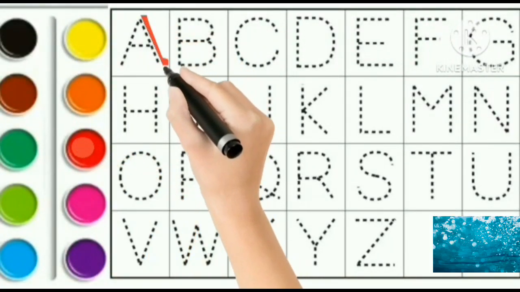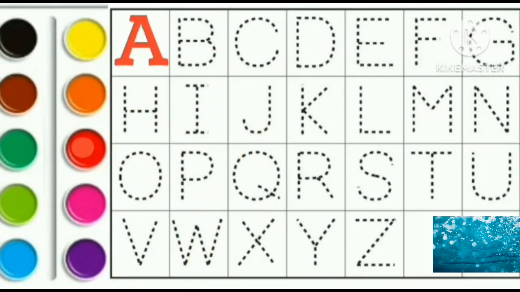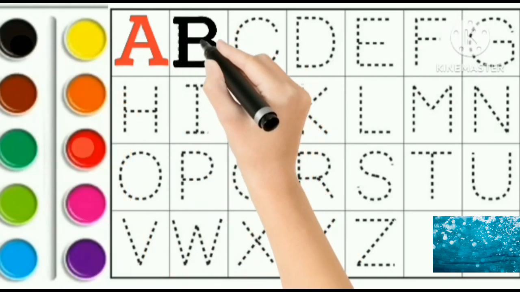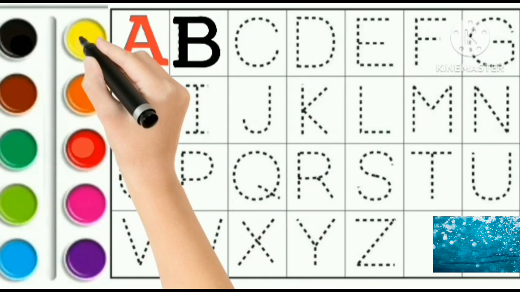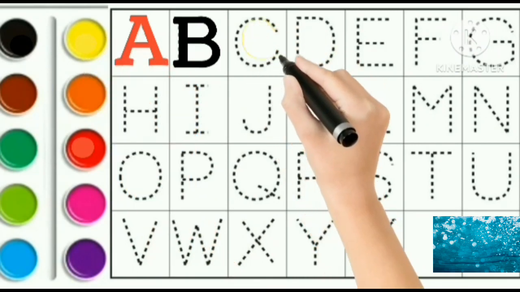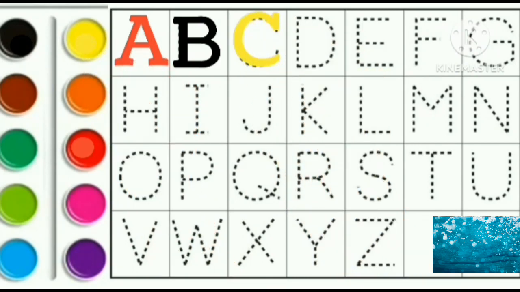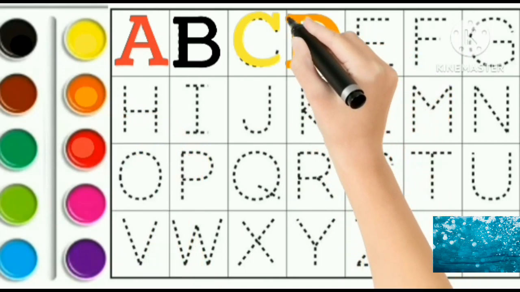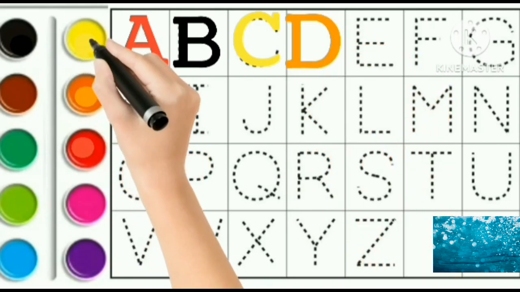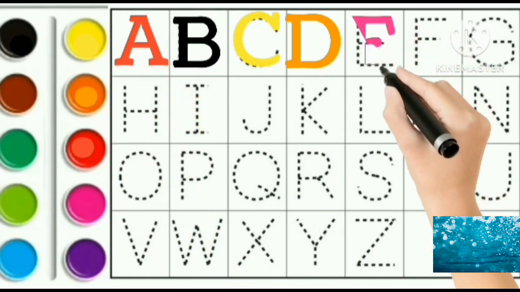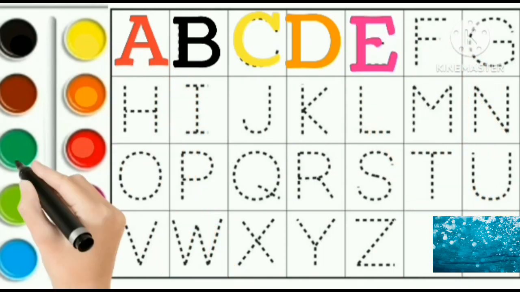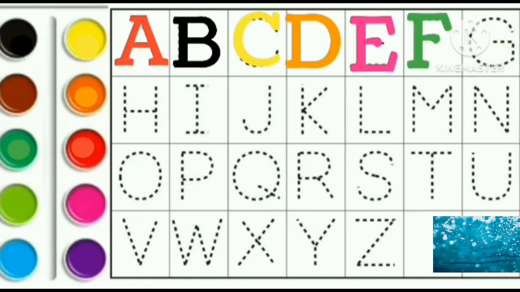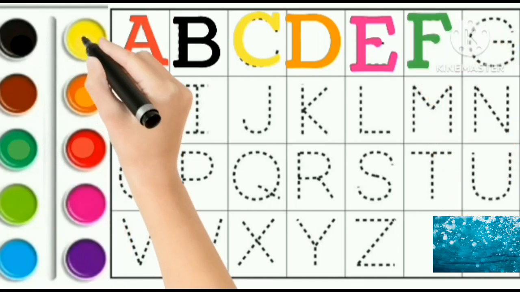Red color A, A for apple. Black color B, B for ball. Yellow color C, C for car. Orange color D, D for dog. Yellow color E, E for elephant. Green color F, F for fox.